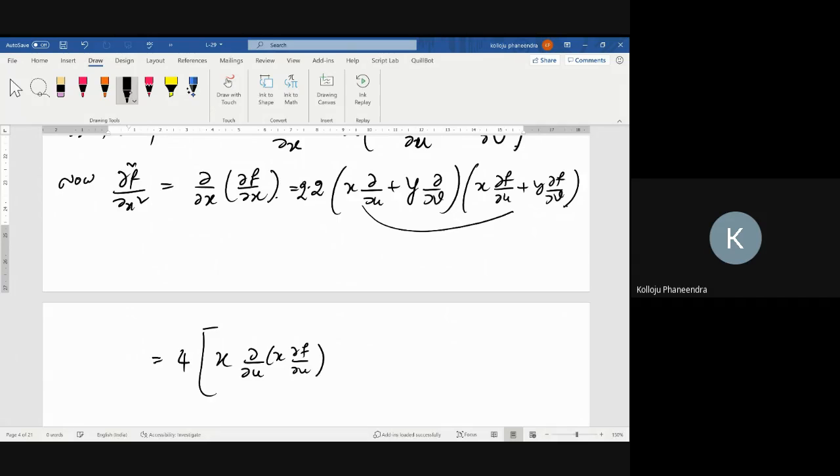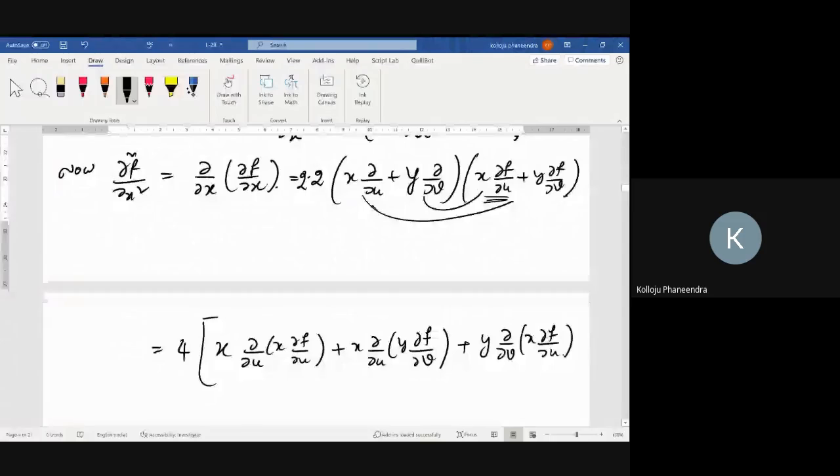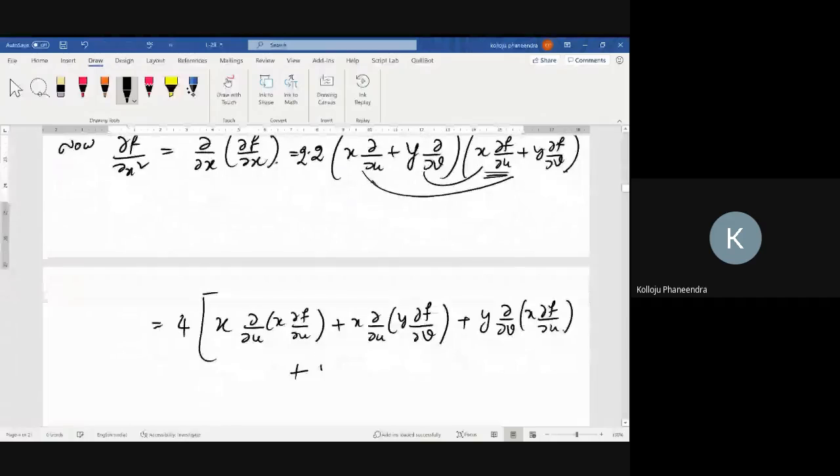Next, coming to the second term, x ∂/∂u of y ∂f/∂v. Next, this into this, y ∂/∂v of x ∂f/∂u. Remember, the derivative is applied on this one. Next, lastly, plus y ∂/∂v of y ∂f/∂v.